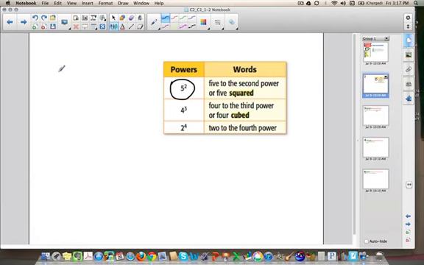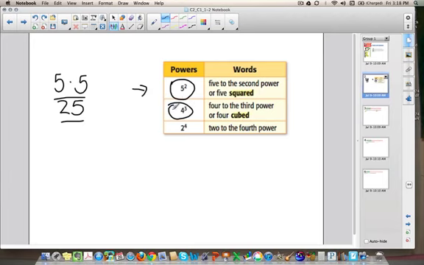So basically 5 squared is 5 times 5. And we know that 5 times 5 is 25. So all this is 3 different ways for us to be able to write something that means the same thing. We can either write 25, you can write 5 times 5, or you can write 5 to the second power, which can be read 5 to the second power, or it can be read 5 squared.